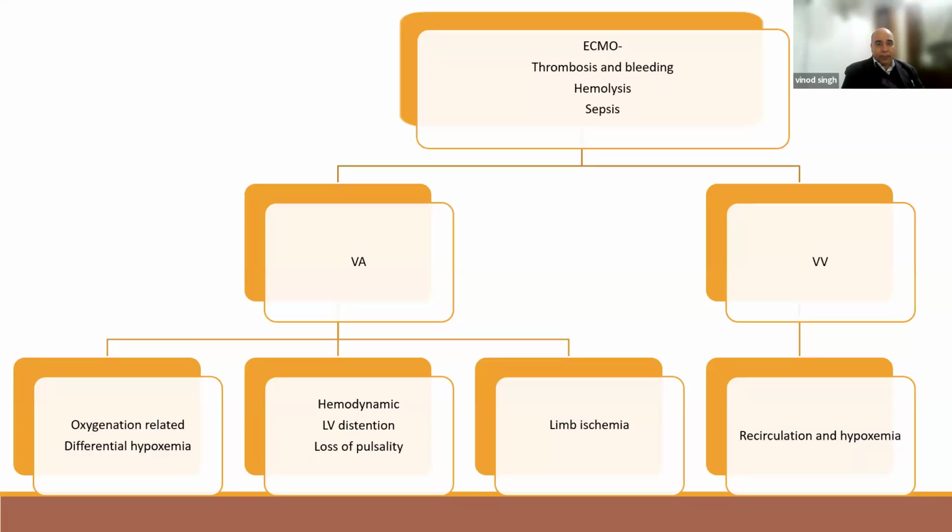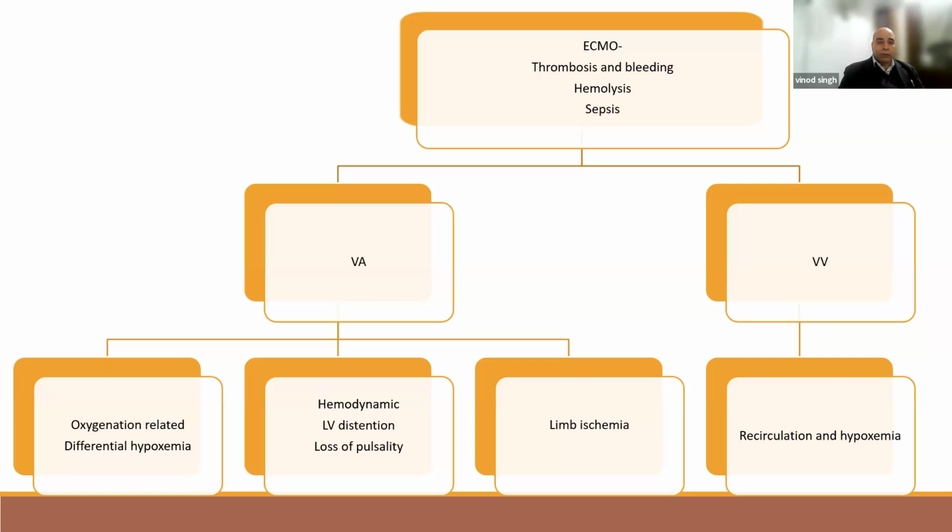Specific complications associated with VA ECMO are, first, oxygenation-related differential hypoxemia. The second one is hemodynamic problems like LV distension and loss of pulsatility. The third, and the most important and most dangerous, which can cause loss of limb and loss of patient, is limb ischemia. These are the specific complications of VA ECMO. The specific complications of VV ECMO are recirculation and hypoxemia.